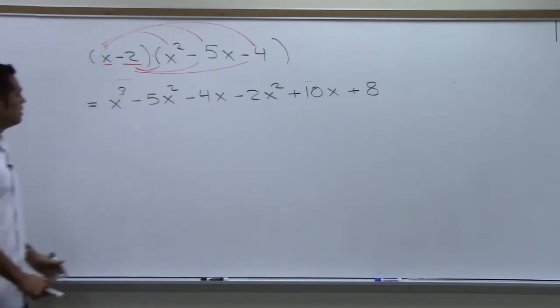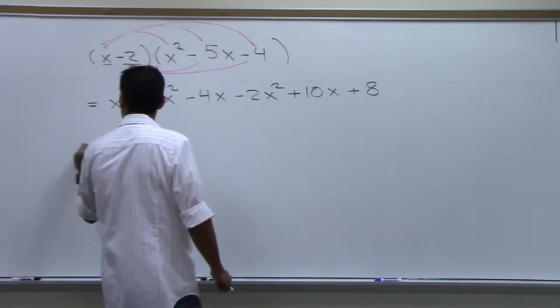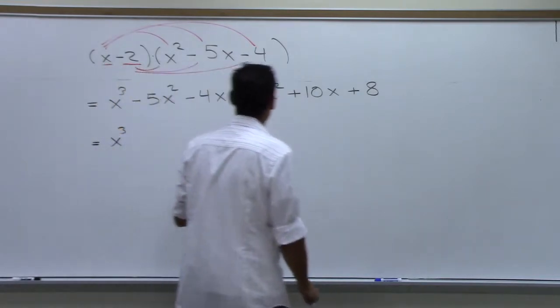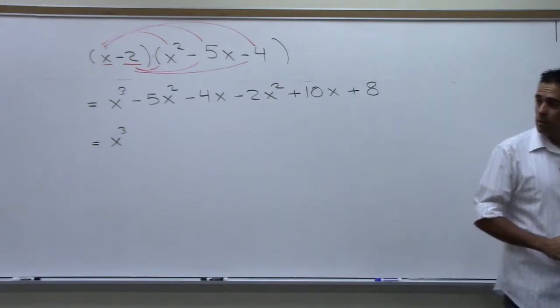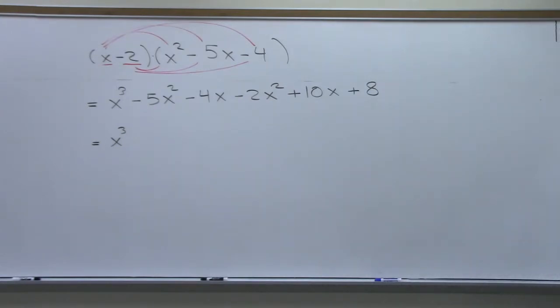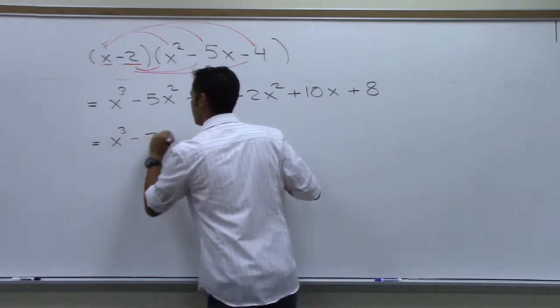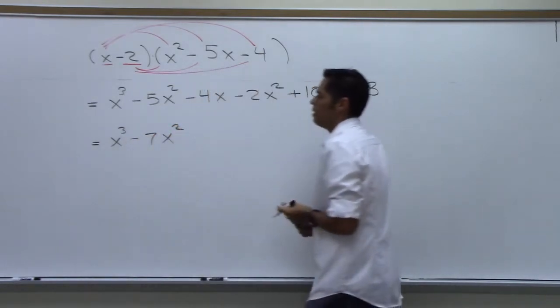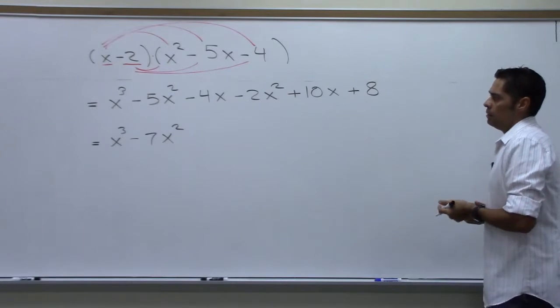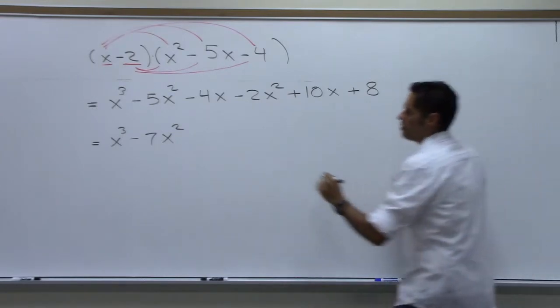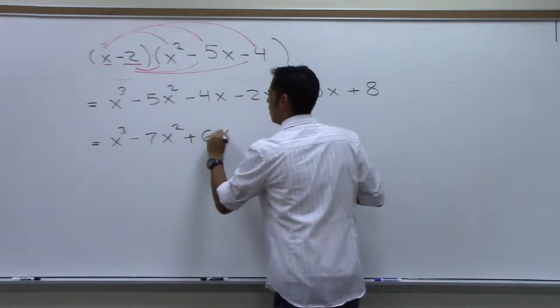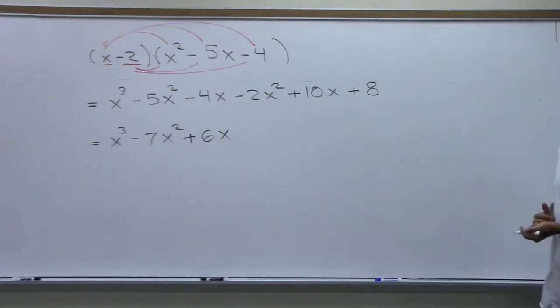Okay. All right, let's combine these up. x cubed, how many x squareds? Minus 7, so negative 7x squared. Everyone's so shy. Plus 6x and plus 8.